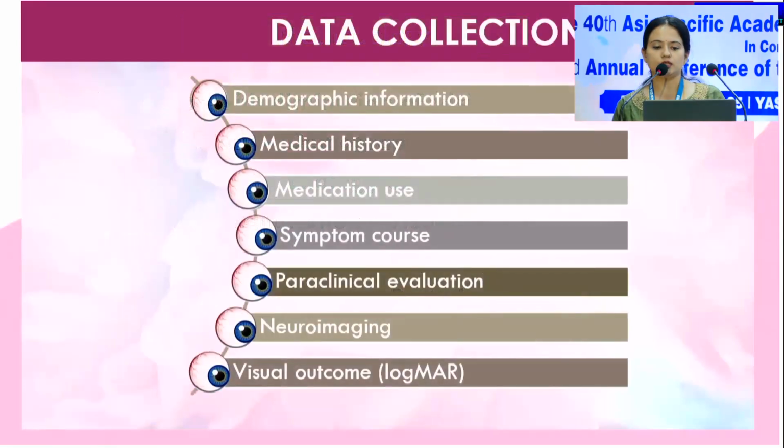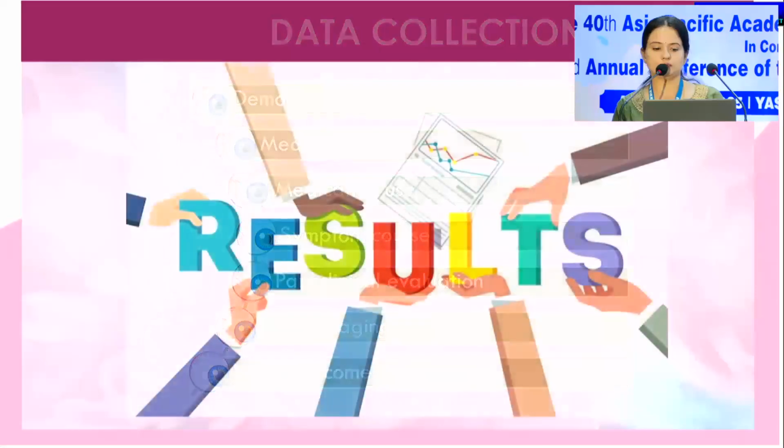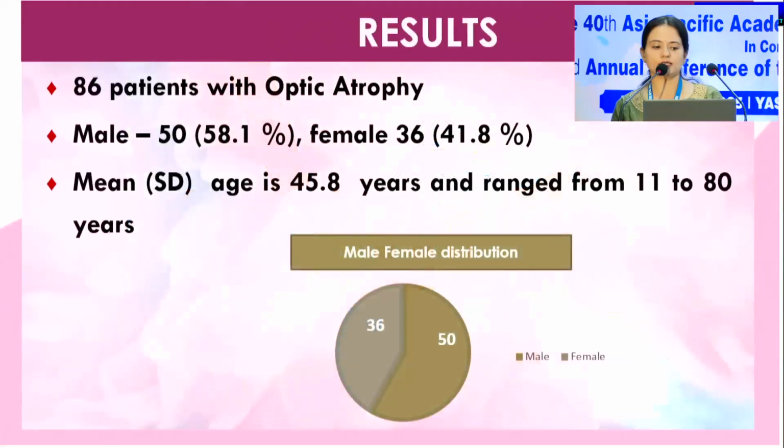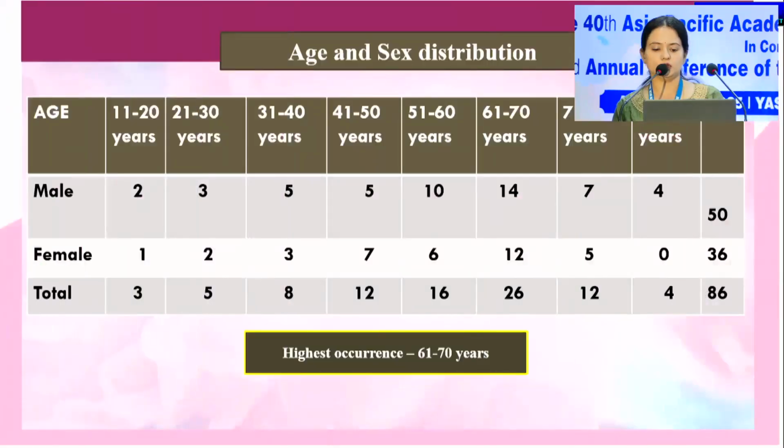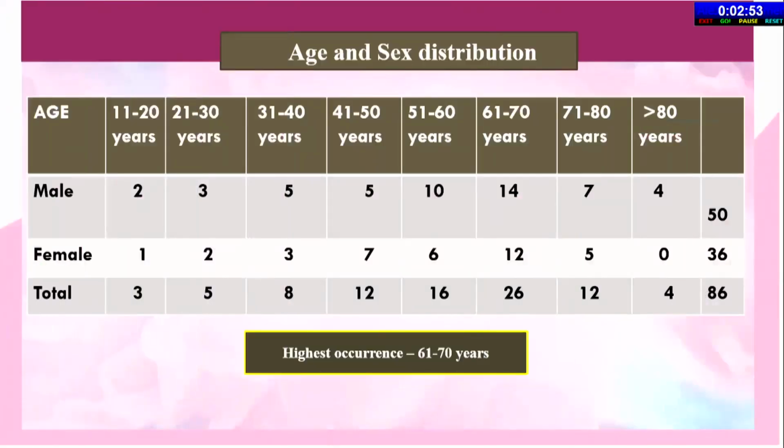Data collection was done: demographic information, medical history, any medication use, symptom course, paraclinical evaluation, neuroimaging, and visual outcome. We found in our results that 86 patients with optic atrophy were found, out of which 50 were male and 36 were female. Mean age was 45 years, ranging from 11 to 80 years. The highest occurrence of optic atrophy was seen in the 61 to 70 years age group.